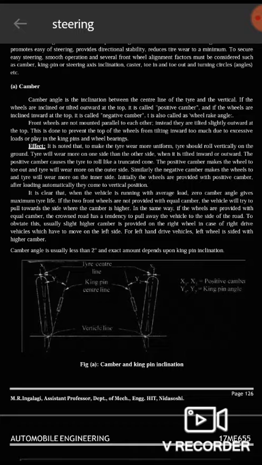Initially, the wheels are provided with positive camber. After loading, they automatically come to the vertical position. It is clear that when the vehicle is running with average load, zero camber angle gives maximum tire life. If the two front wheels are not provided with equal camber, the vehicle will try to pull towards the side where the camber is higher. In the same way, if the wheels are provided with equal camber, the road crown has a tendency to pull the vehicle to the side of the road.